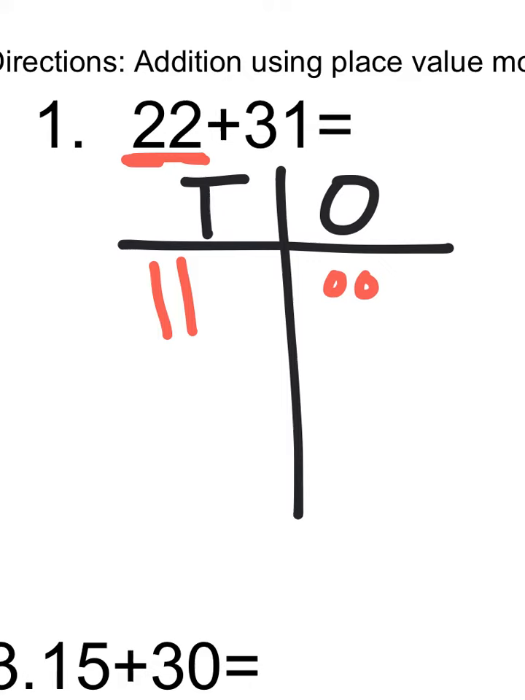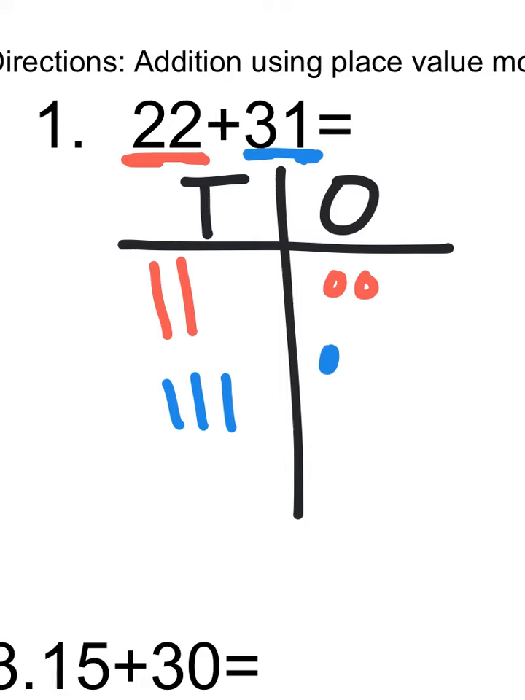Now we're going to draw the number 31. In the number 31, there is one one. So 1. And there are three tens. 10, 20, 30.